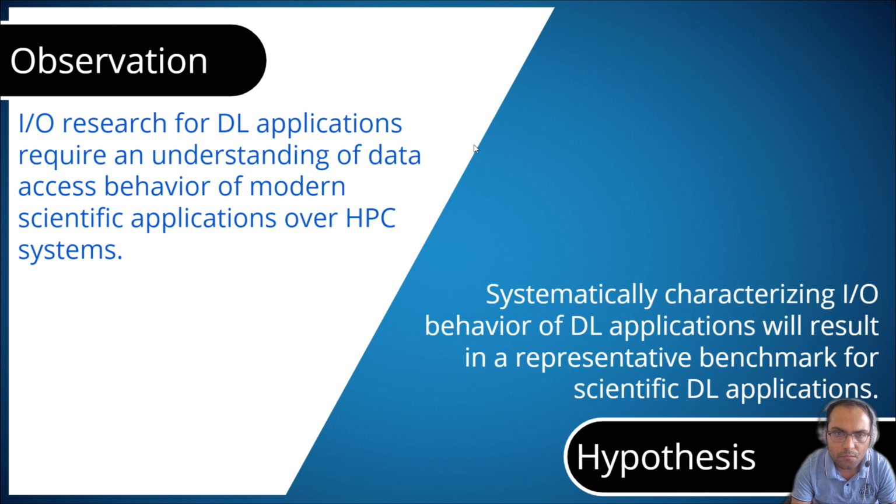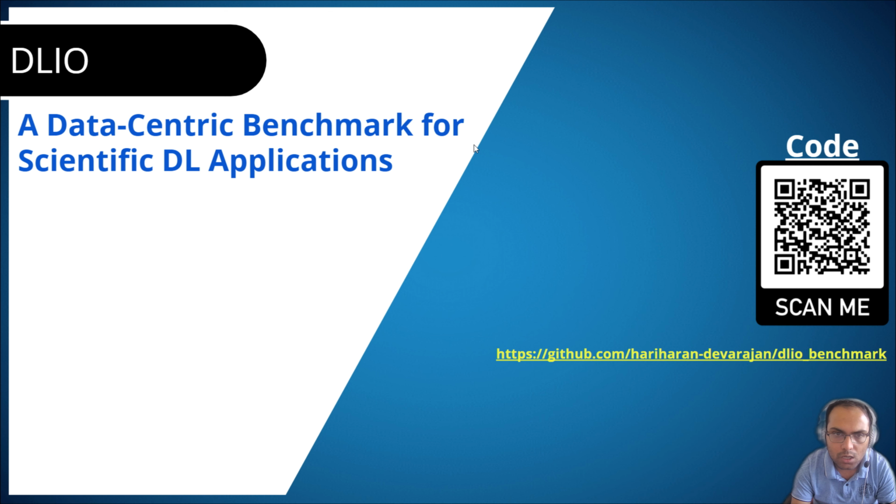In this work, we observe the lack of understanding of I/O behavior of deep learning applications running at scale. Therefore, we aim to systematically characterize various deep learning applications and build a representative benchmark to enable I/O research for improving efficiency of deep learning applications in these environments. To this end, we present DLIO, a data-centric benchmark for scientific DL applications. This code is publicly available at my GitHub repo.